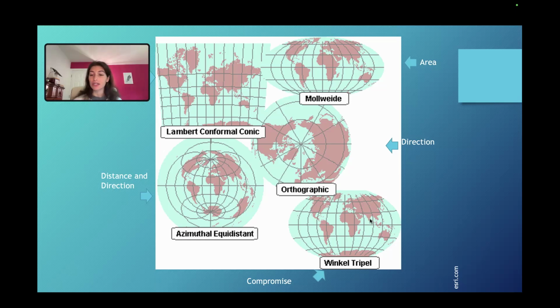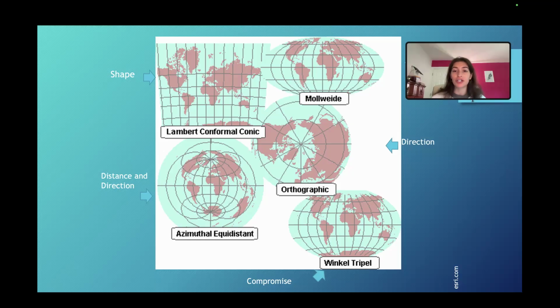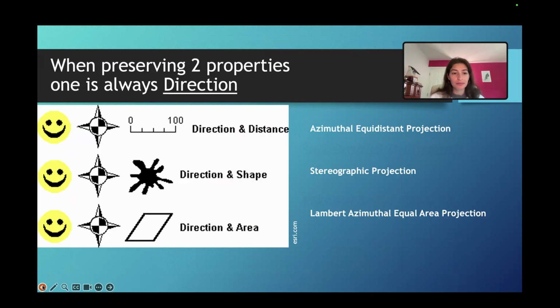I mentioned to you guys, a lot of people love the Winkel Tripel projection. That is because it does a very decent job for most areas at still preserving most of the area, most of the distance, and of course the direction and such. But I'm going to take us back a few slides.